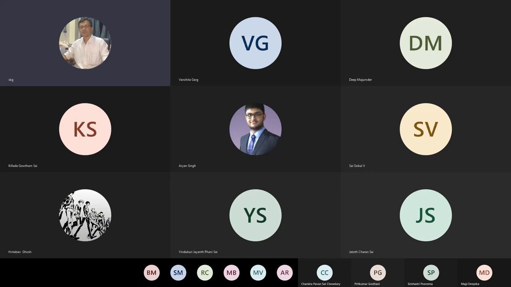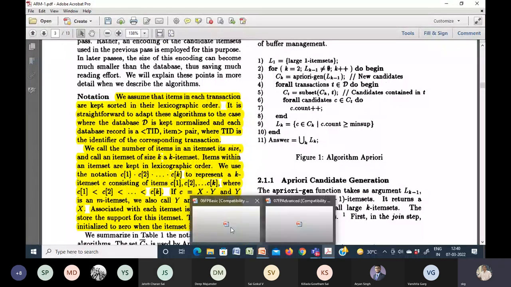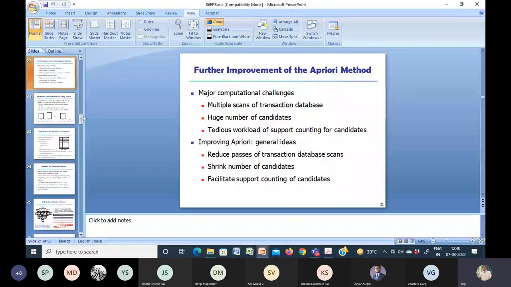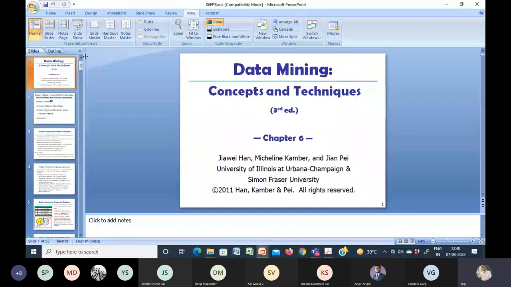Let me stop this presentation and check. Sorry, I should not have closed this. So this is one PPT from the book Data Mining: Concepts and Techniques, written by Han and Kamber. This is also a very well-known book.